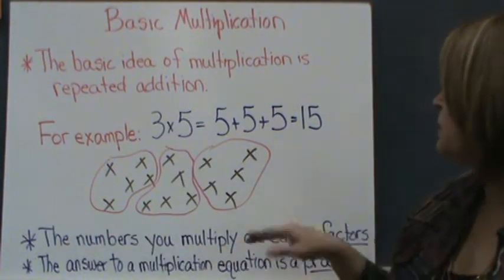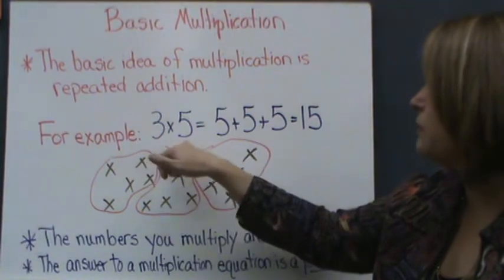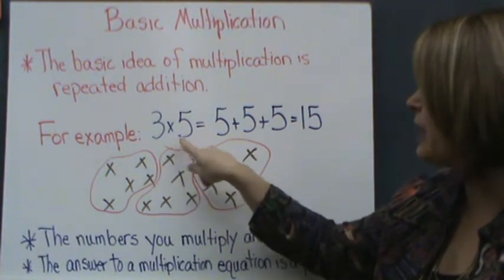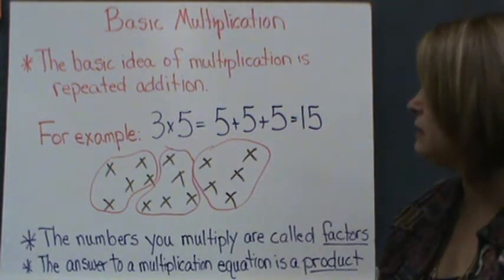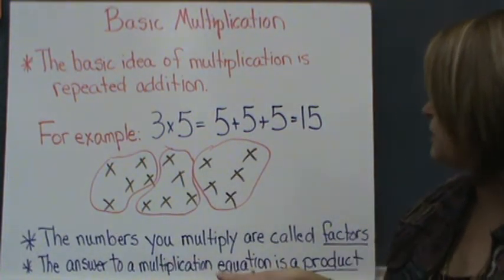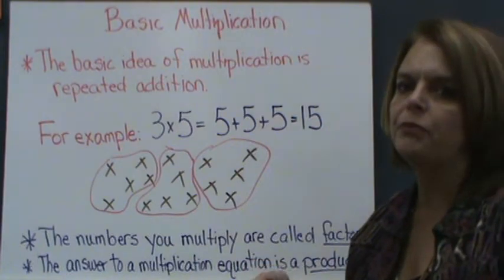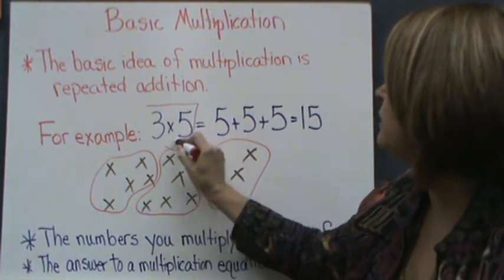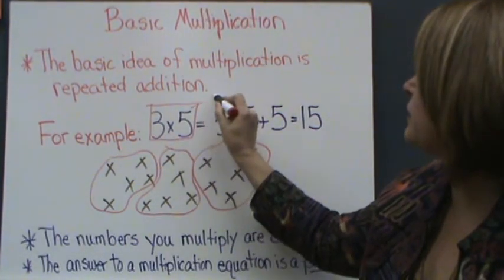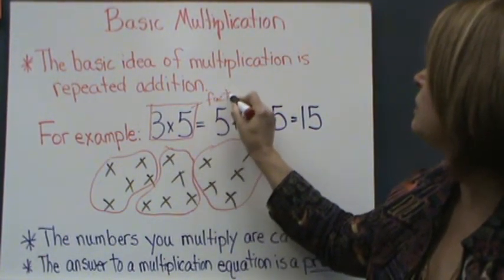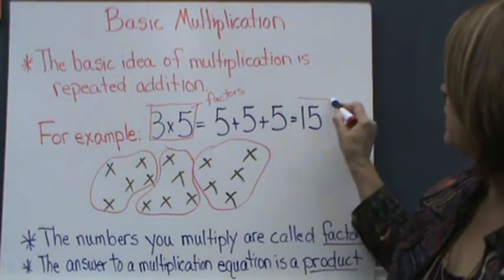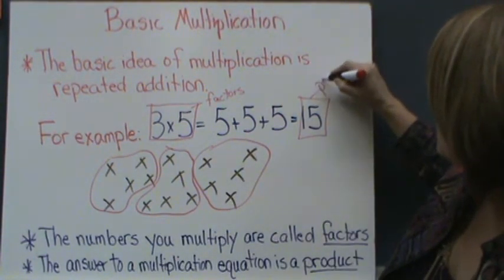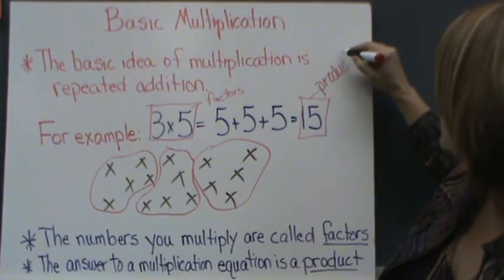The numbers that I multiply together, in this case the 3 and the 5, are called the factors. These are factors of 15. The answer to a multiplication equation is called a product. So in this case, 3 times 5, these are my factors, and my answer in a multiplication problem is called a product.